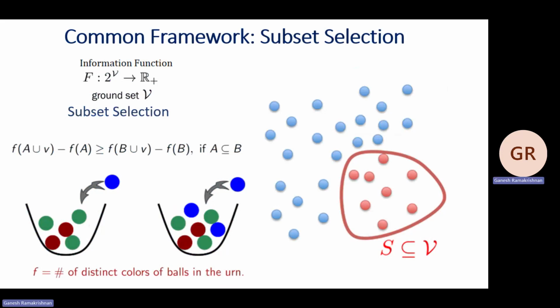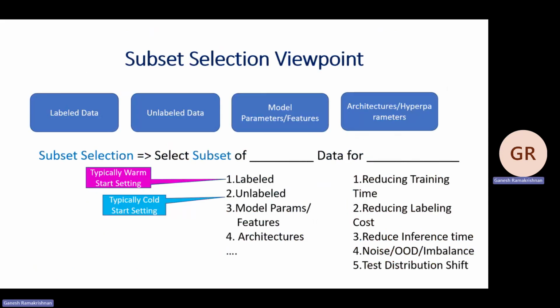So what we do is simply deploy the submodularity of the function to find subsets of given unlabeled data, which gives a good combination.